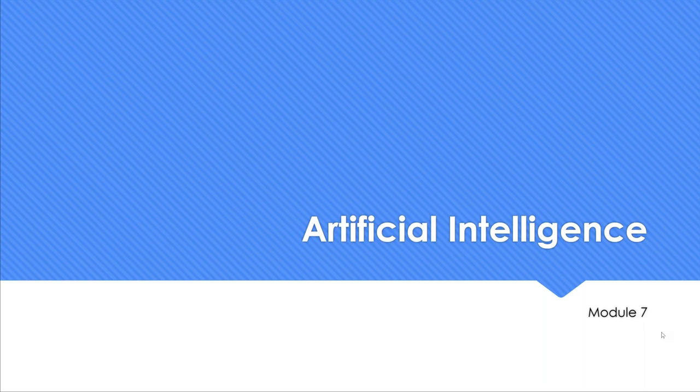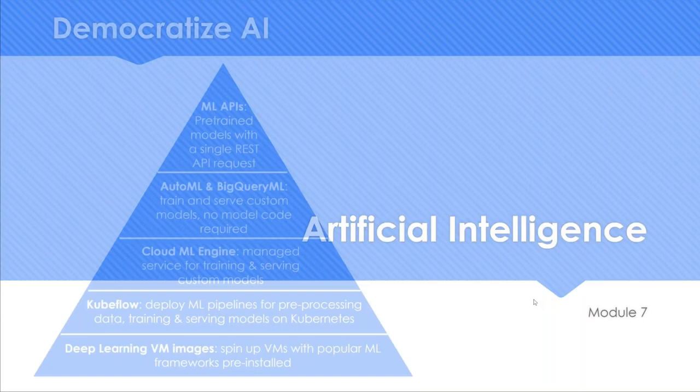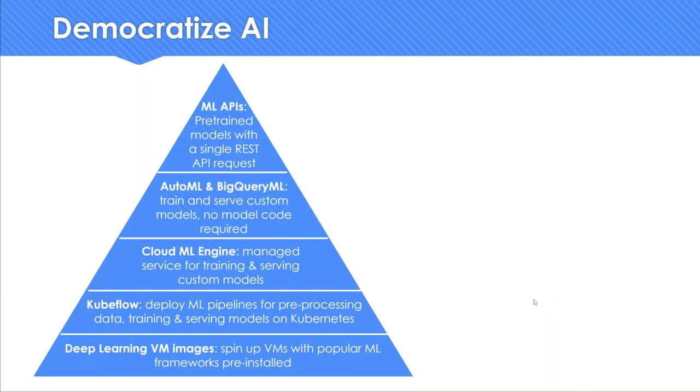So AI, artificial intelligence, is a very vast thing. A subset of this is what we are going to leverage, called machine learning, ML. There is a word which Googlers use very often, called democratized AI. Democracy, so equal rights for everybody. The same thing applies here.